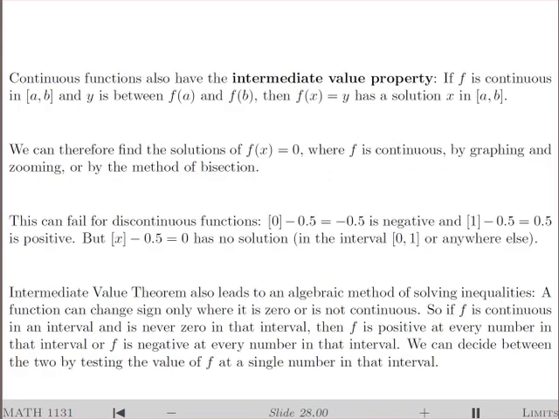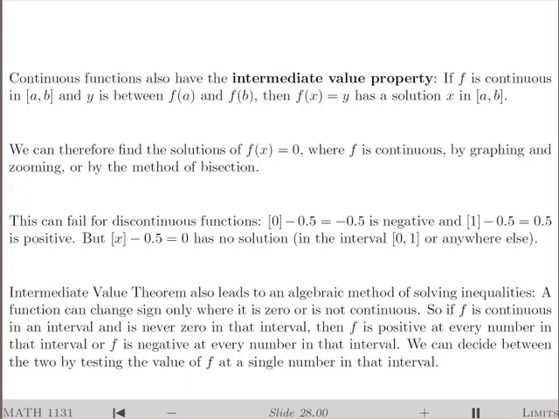Another important property of continuous functions is what's called the intermediate value property. If you have a function f which is continuous in the interval from a to b, and take a number y between f of a and f of b, then there is some number x in the interval a to b, so that f of x equals y. So in particular, if you have a continuous function which has both positive and negative values, it also has 0 as a value.